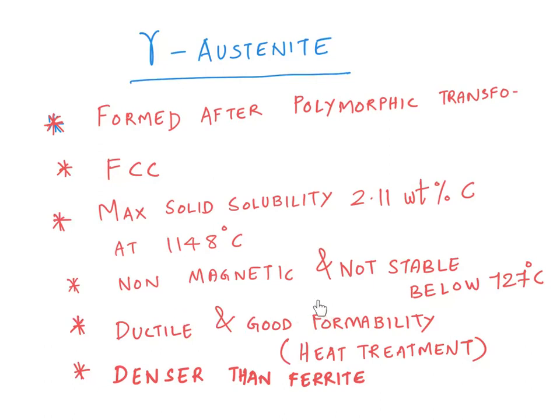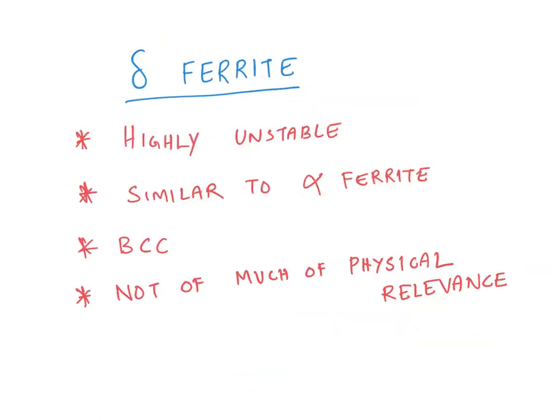Then it is non-magnetic and it is not stable below a temperature of 727 degrees centigrade. It is also very evident from the phase diagram. It is ductile and has good formability. That's why this particular phase is very, very important when we talk about heat treatment of steels. And finally, it is denser than ferrite.